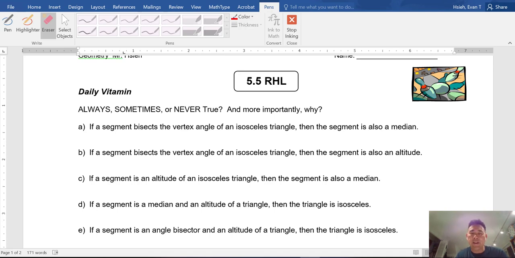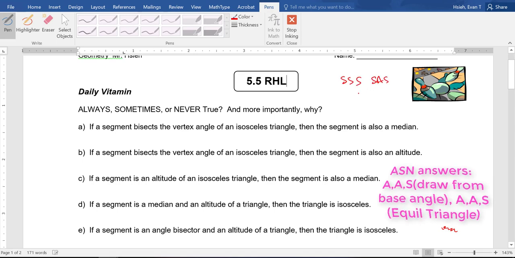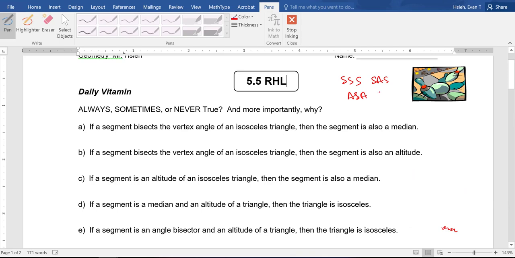Section 5.5 is called RHL, and we're just going to add another theorem or postulate to your proving triangles toolbox. You have SSS already, you have SAS, you have ASA, you have angle, angle, side, and now you're going to be adding RHL to that. So before we talk about what RHL is, let's take a step back, all the way back to the first unit when we were talking about proving triangles congruent.